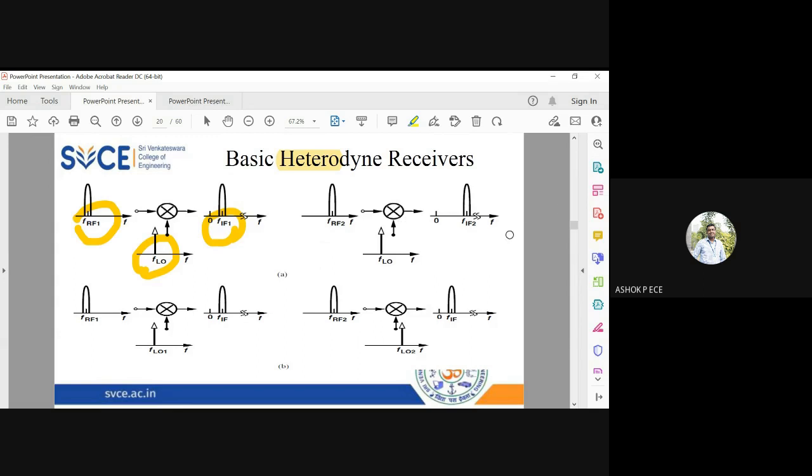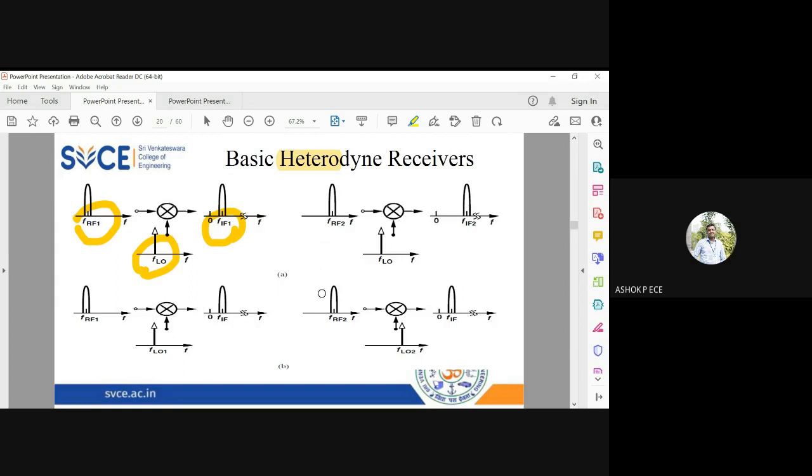Two techniques are possible. One is you keep your LO constant, or you keep your IF constant. This diagram indicates those two schemes of a heterodyne receiver. In the first part, you see the FLO is constant. For different FRF, you get different FIF. In the second, you see FIF is maintained constant. For different FRF and FLO, you get the same IF.